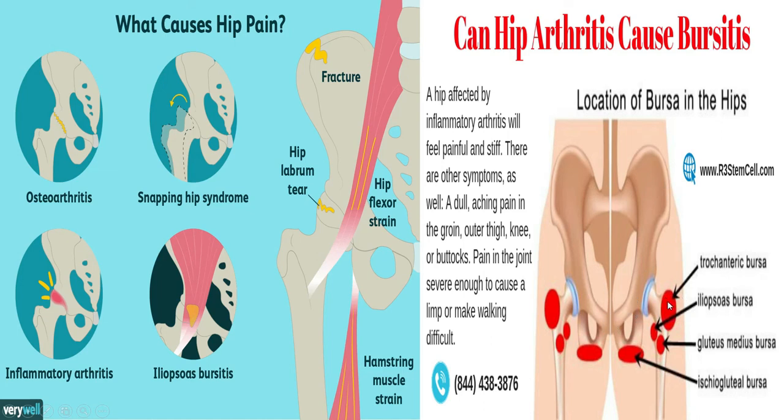If it is over the trochanter, it is called trochanteric bursitis. If it is at the lesser tubercle, this is called iliopsoas bursitis. And sometimes you can see tenderness over the ischial tubercle, this is called ischiogluteal bursitis.